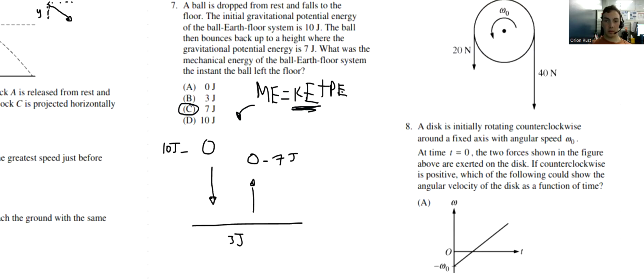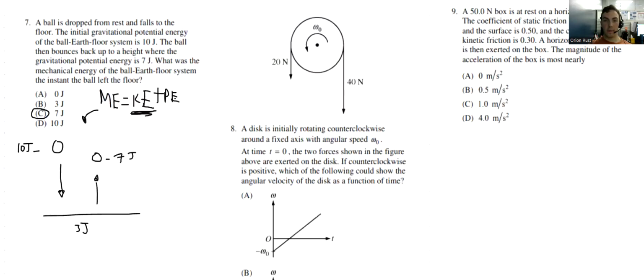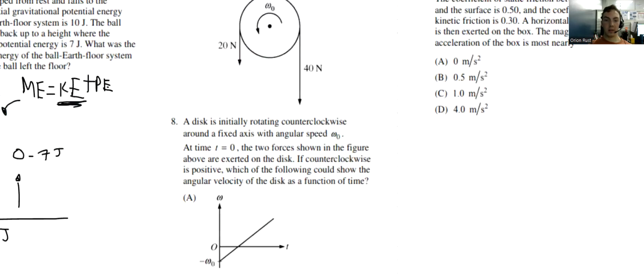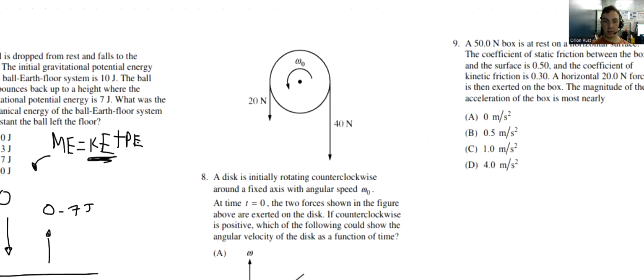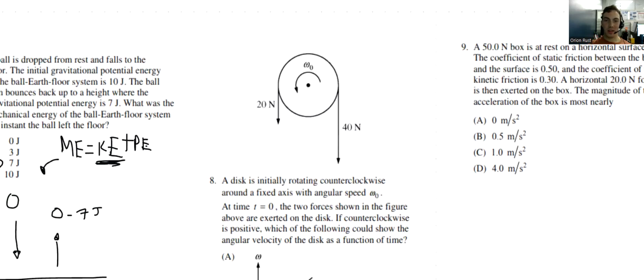It's cool. A disk is initially rotating counterclockwise on a fixed axis with an angular speed omega naught. At time t0, the two forces shown in the figure are exerted on the disk. If counterclockwise is positive, okay, that's good to know. They love to trip you up on the AP exam with the different directions. So I'll draw a big arrow that counterclockwise is positive and clockwise is negative.